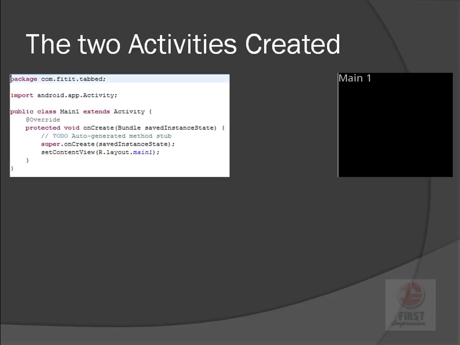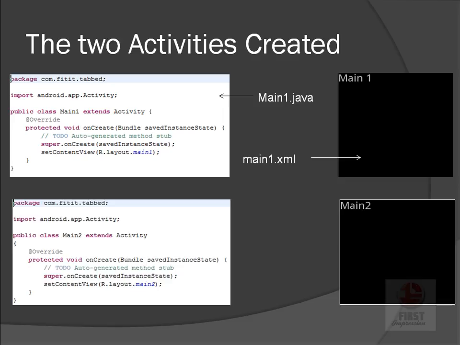So let's see, these are the two activities which are created. This is main1.java, very simple, and main1.xml, that's also very simple. Similarly, we have main2.java and main2.xml. The XML files will be placed inside the res/layout folder, whereas the Java codes will be inside the src folder. The src folder will contain your package. Inside the package you have to add your Java files.